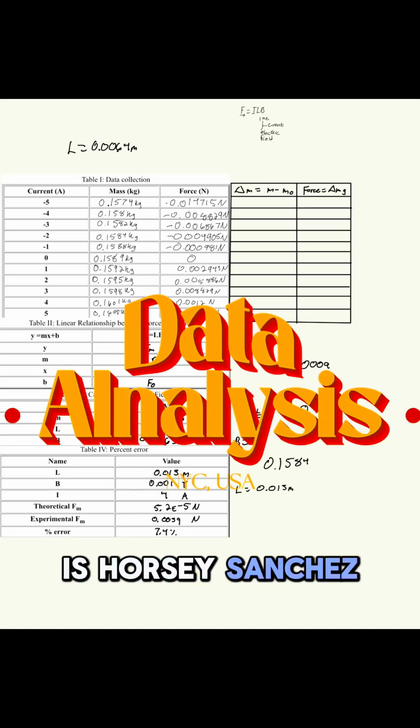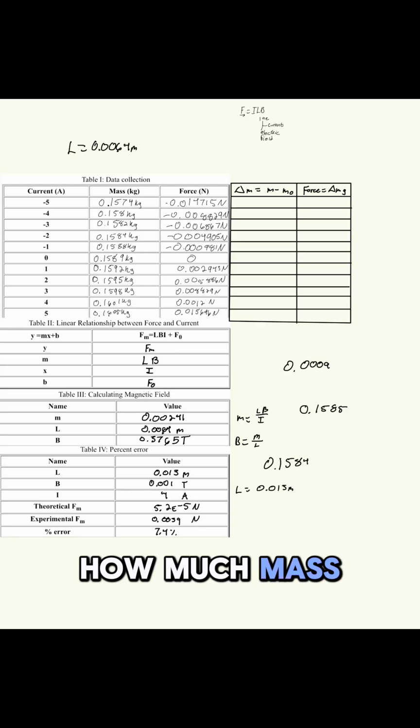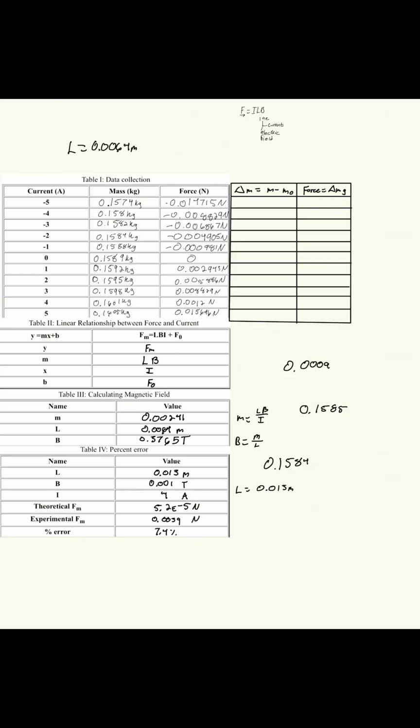Hello, my name is Jorge Saniceros, and I'm going to be going over Lab 7, Data and Data Analysis. For this lab, we have a standard length, which is 0.0064 meters. For our first table, we have to set different currents and then determine how much mass the object is applying to the scale.